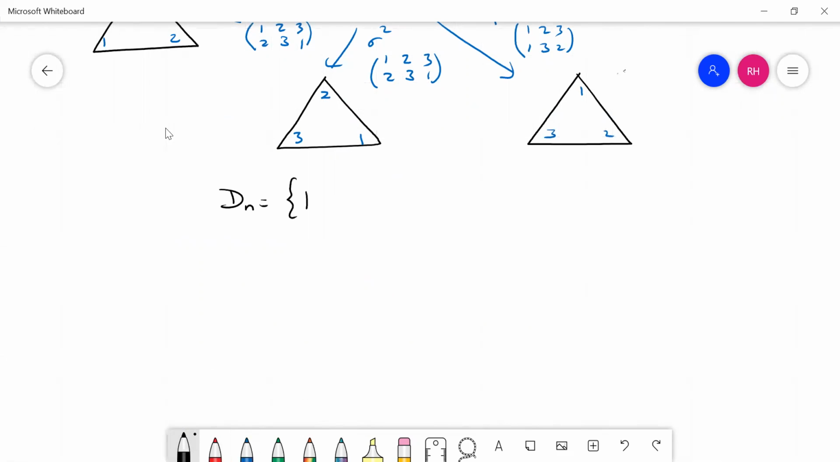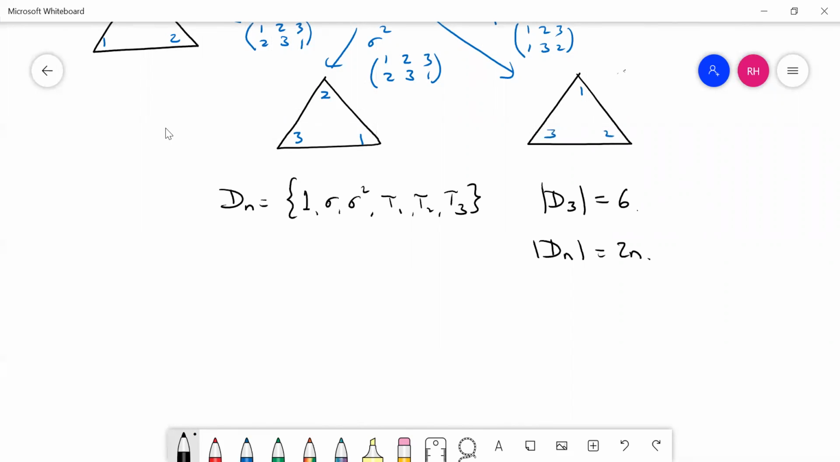Okay, so what I've shown you is that D3 is the set 1, sigma, sigma squared, tau 1, tau 2, tau 3. And so the number of elements, or the cardinality of D3, is 6. And you'll see that works in general. The cardinality of Dn is equal to 2n. You might like to prove that if you're keen.